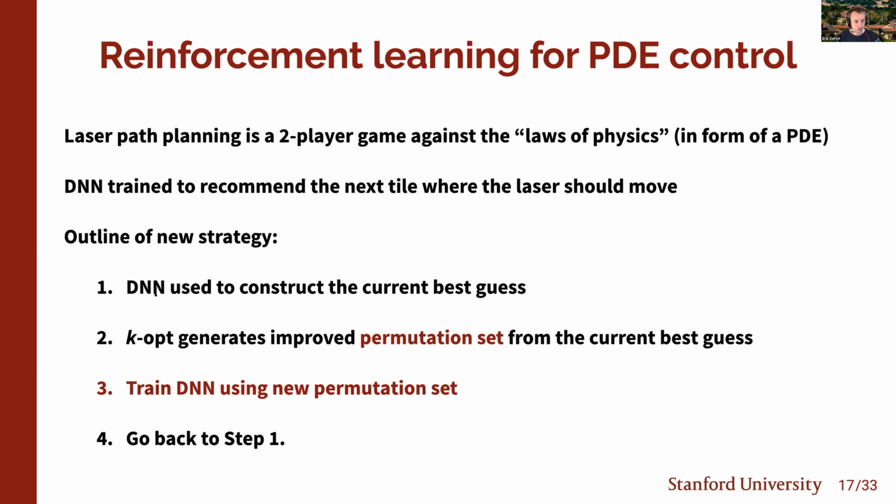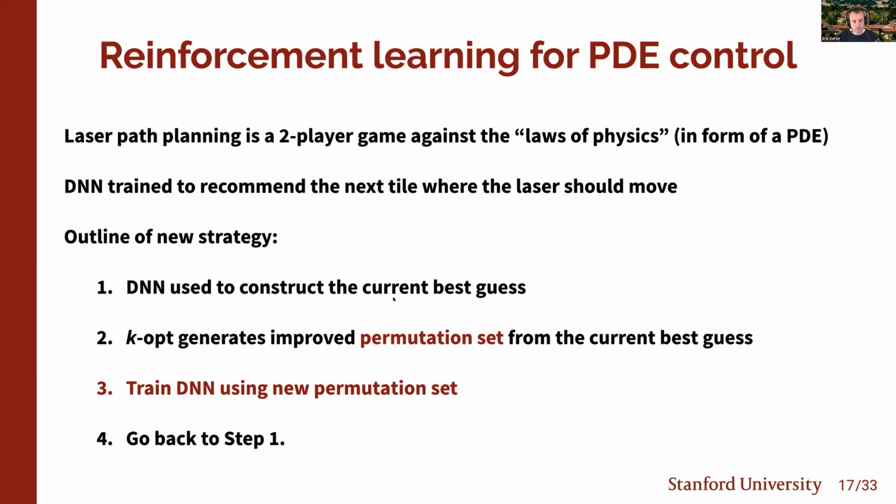But contrary to AlphaGo, we only use the deep neural network and the Monte Carlo tree search to construct the current best guess for the laser path. Because this is already quite expensive, it's really not possible to generate an entire training set with this strategy. And so instead we use the K-opt algorithm to start from this current guess and then generate a new set of laser trajectories, so a new set of permutations based on this current guess.